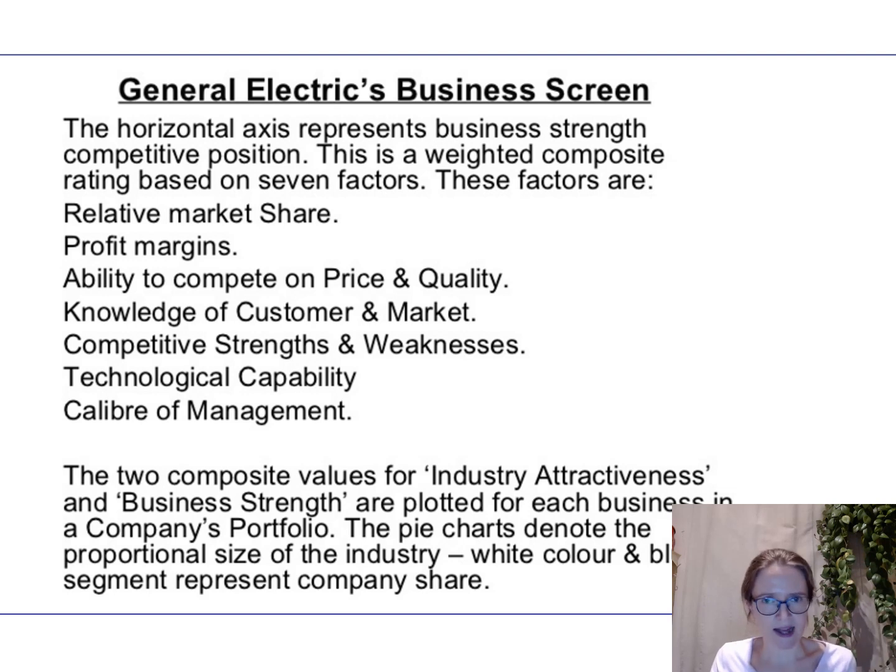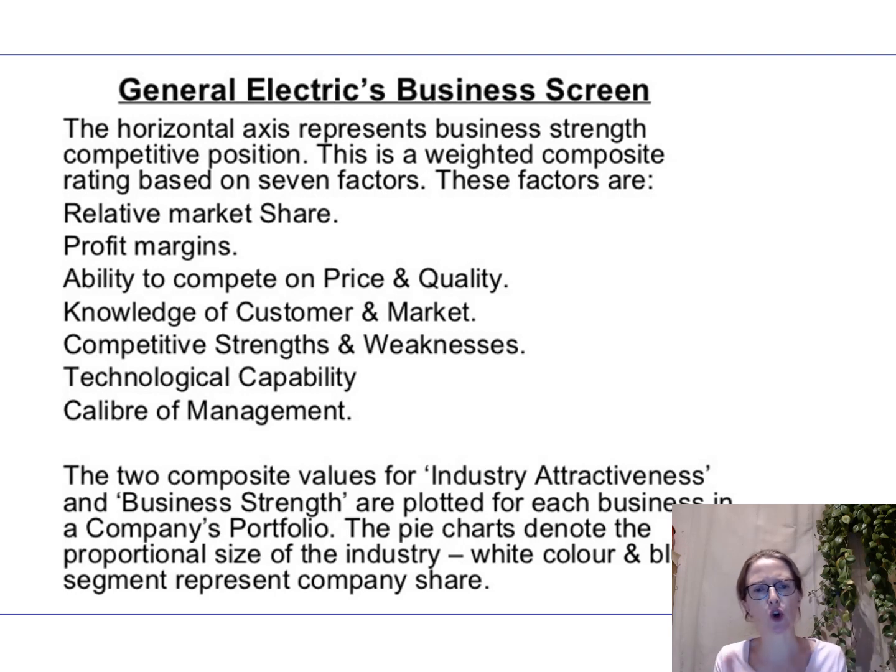The horizontal axis in this General Electric business screen model represents business strength, competitive position. So this is a weighted composite rating based on 7 factors, which are relative market share, profit margins, ability to compete on price and quality, knowledge of customer and market, competitive strengths and weaknesses, technological capability, and the caliber of management.